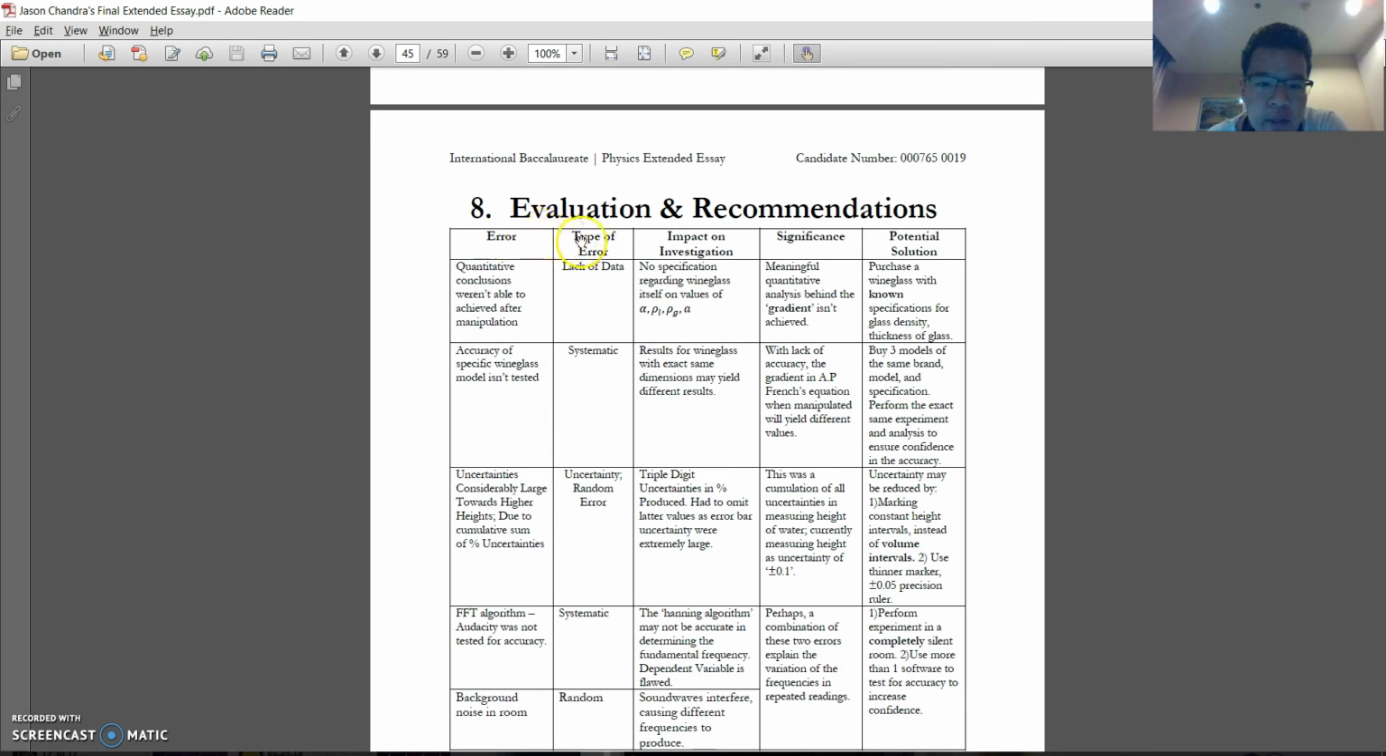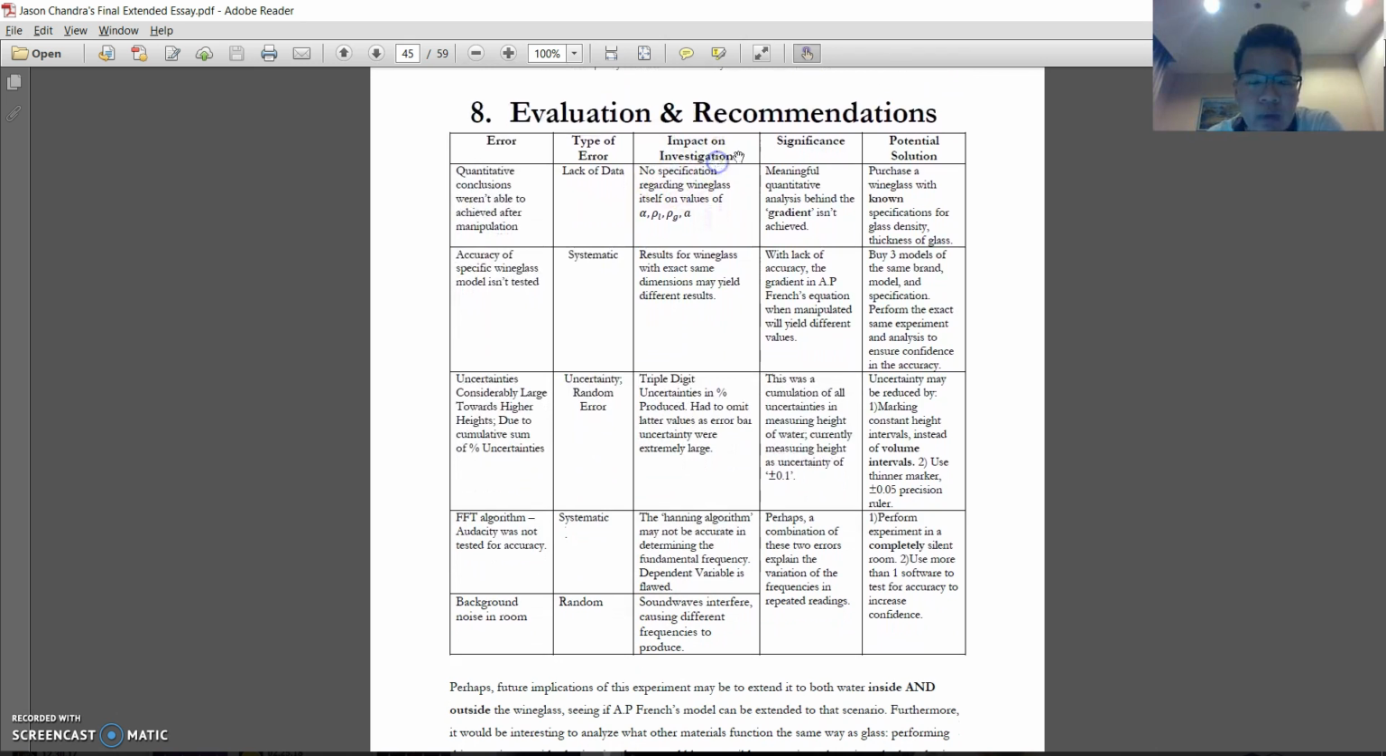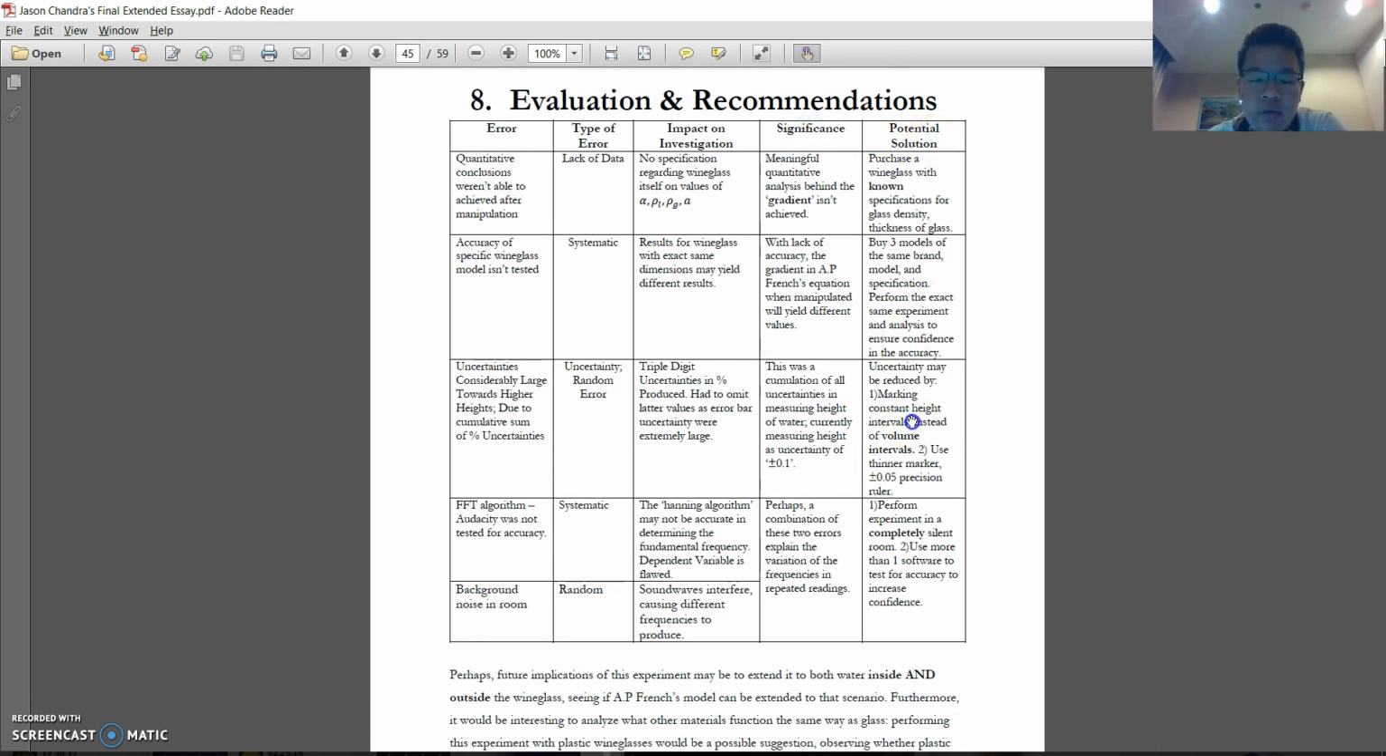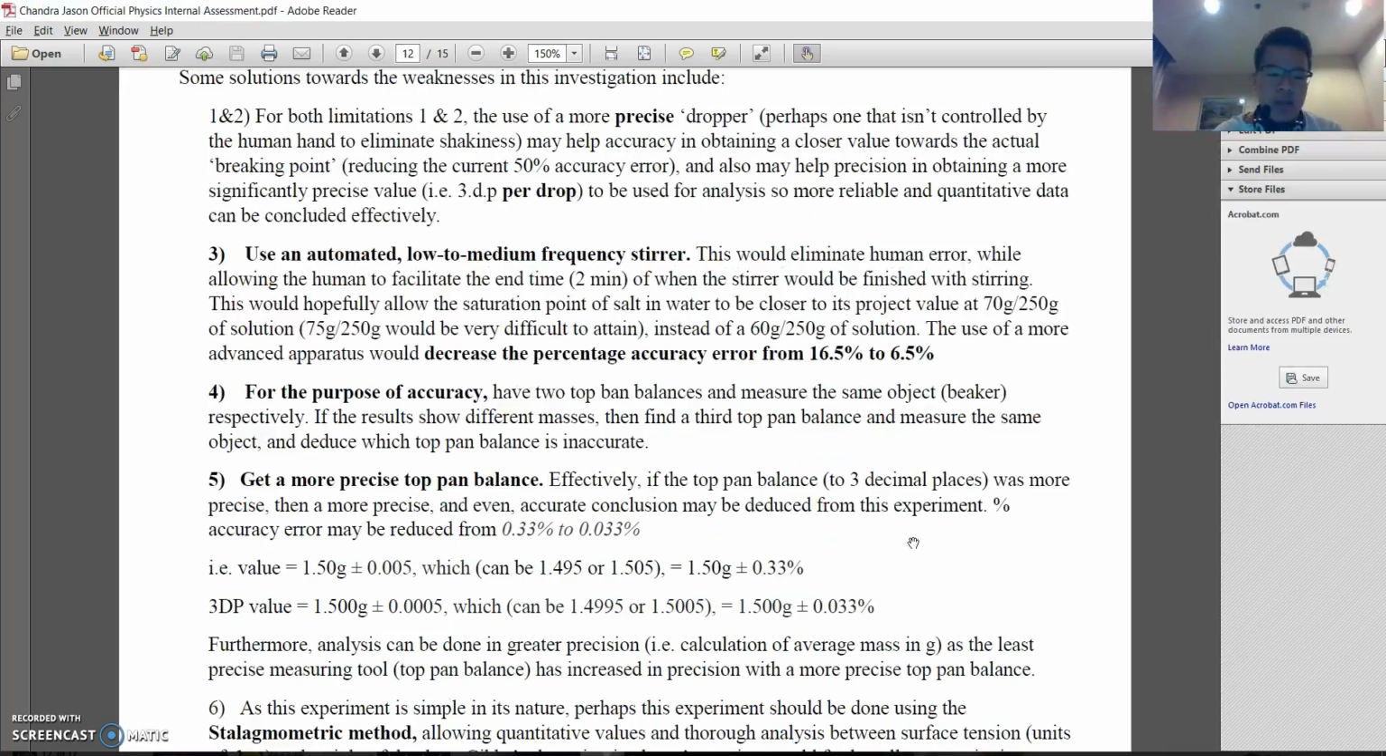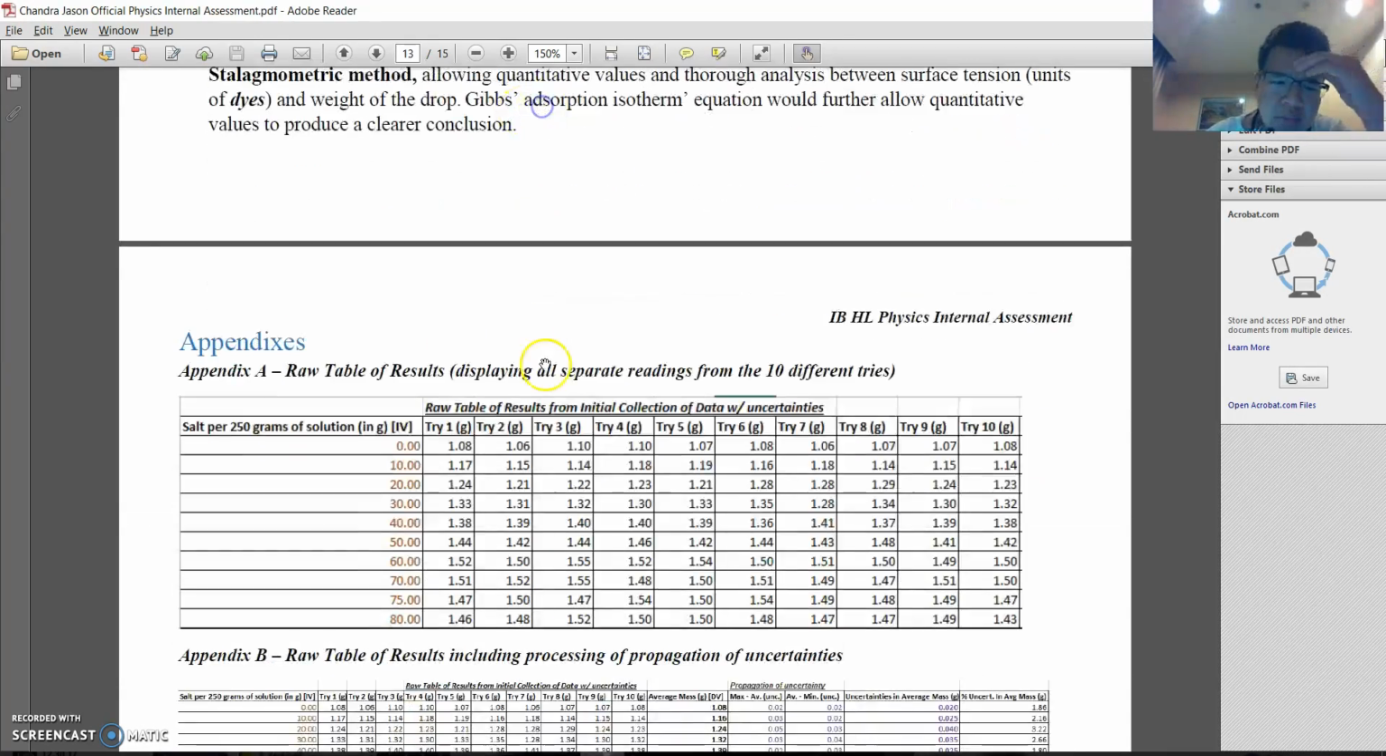Error: what type of error? Was it a systematic error, uncertainty, random error? What was its impact on the investigation? Good, bad, significance, potential solution, and your actual value for what it could have been if you had implemented those changes. So that's about it.